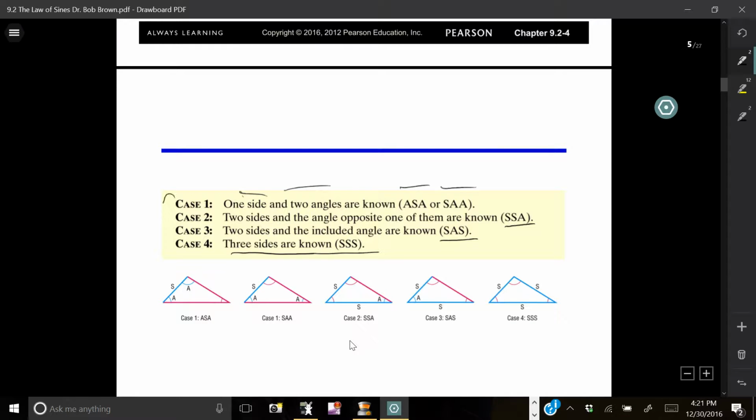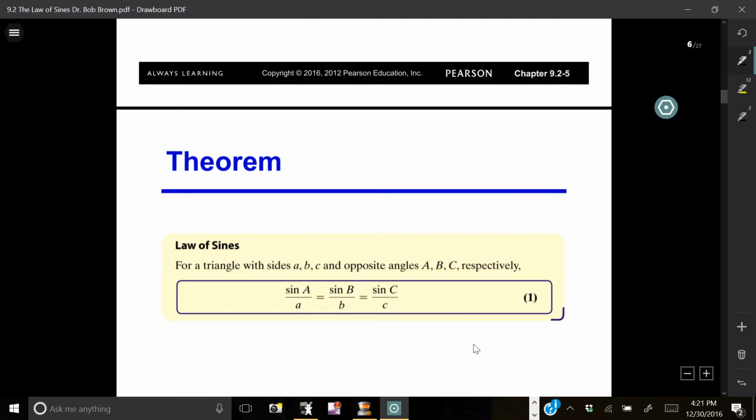The first two are going to be solved using the law of sines, and the other two, case 3 and 4, will be solved using the law of cosines.